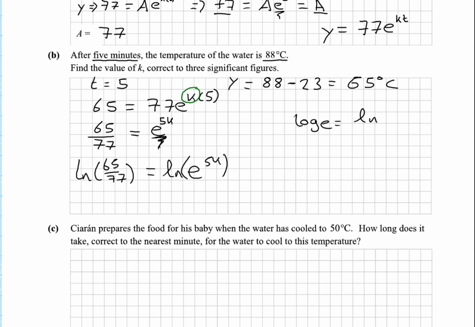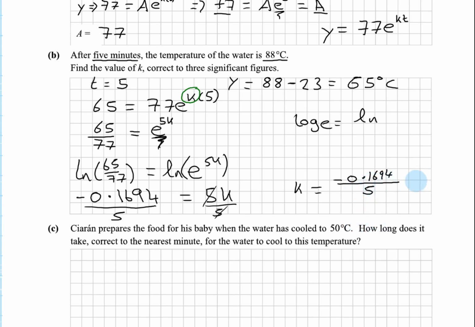So what we're basically left with now is just ln of 65 over 77. If we put that into a calculator, we get minus 0.169. For 3 significant figures, I'll just do 4 for now, equals 5k. So we'll say k equals minus 0.1694 divided by 5, because if we're multiplying, we have to divide both sides by 5.